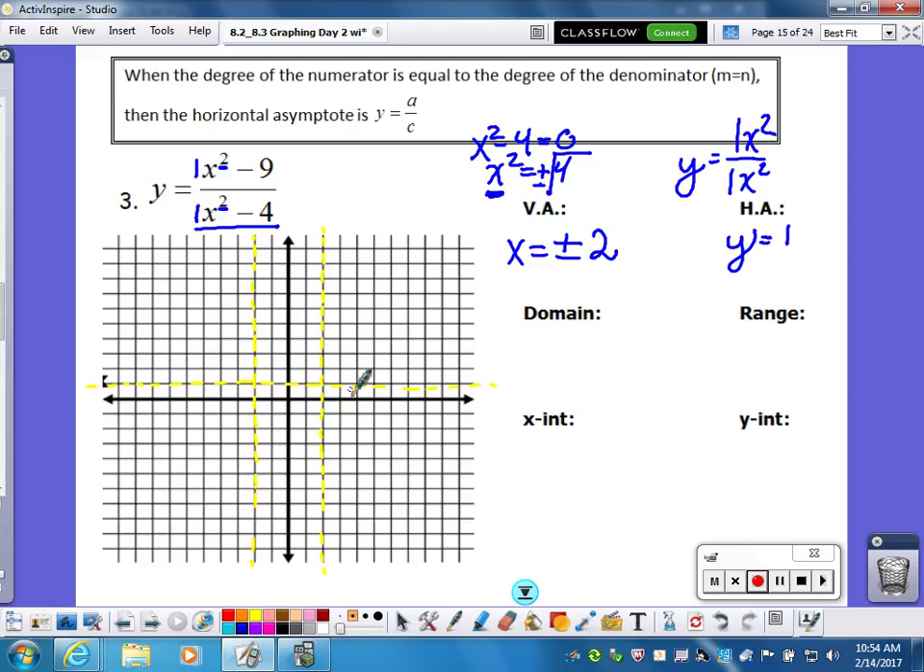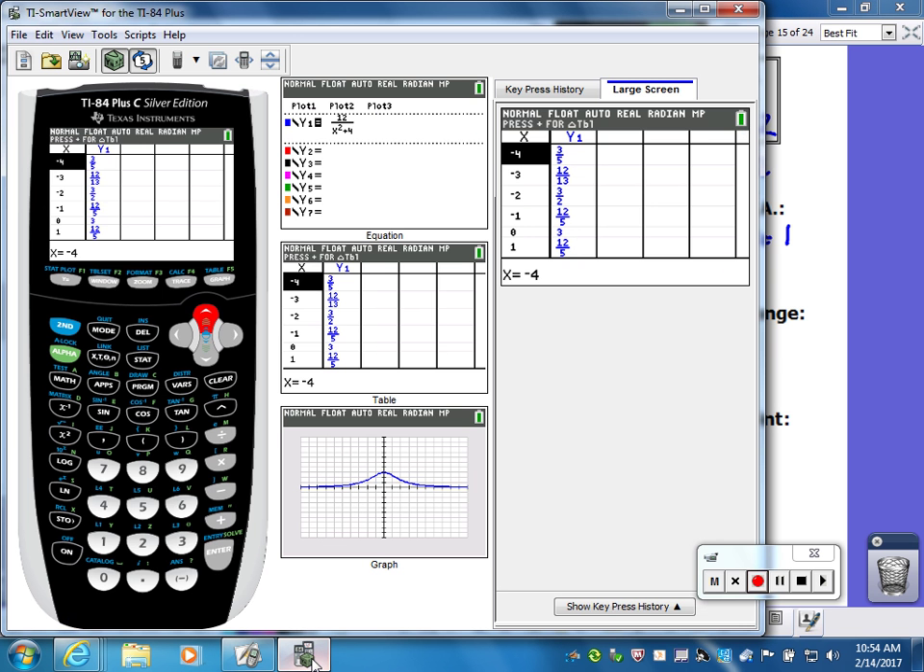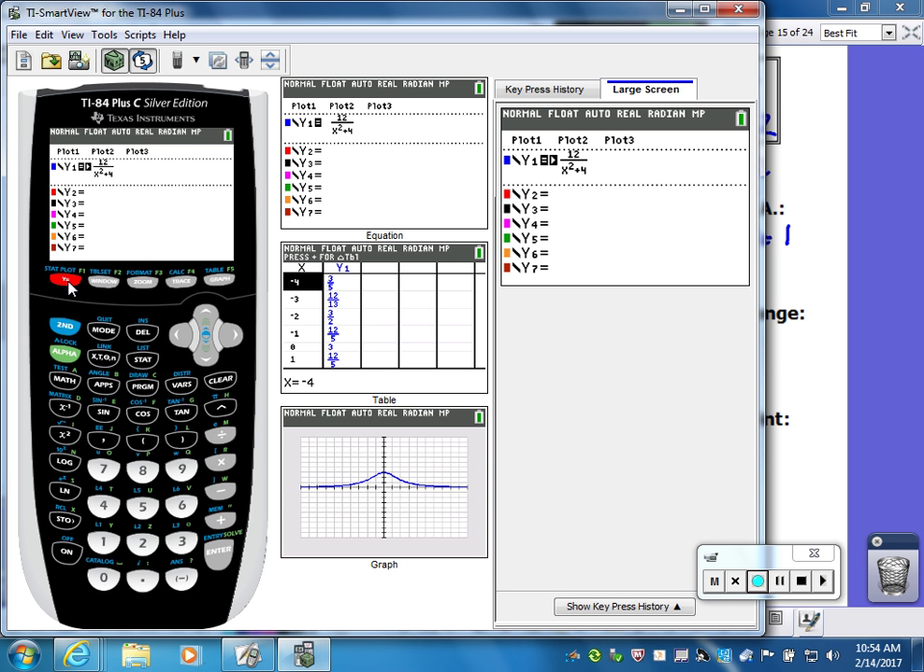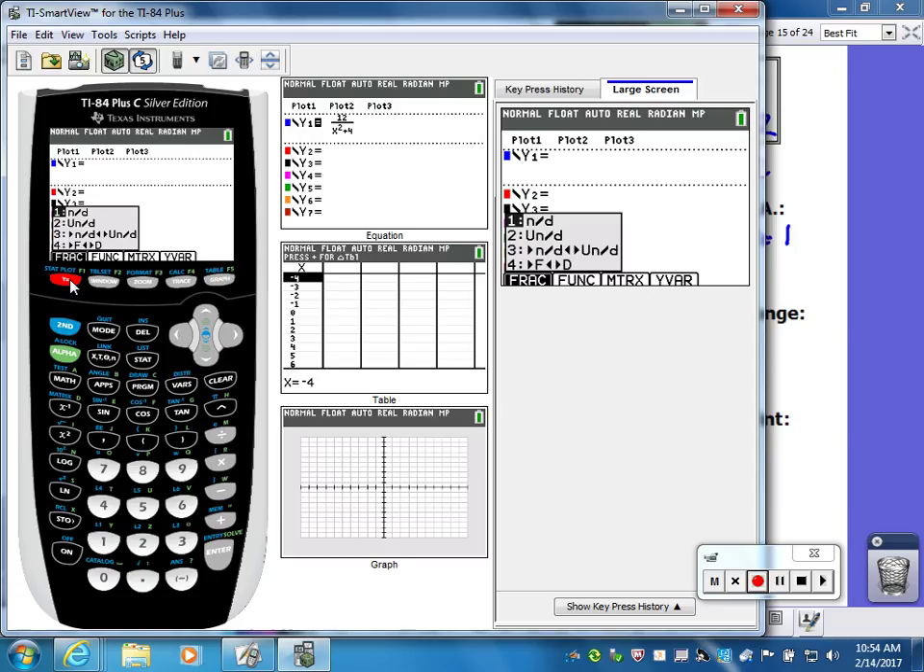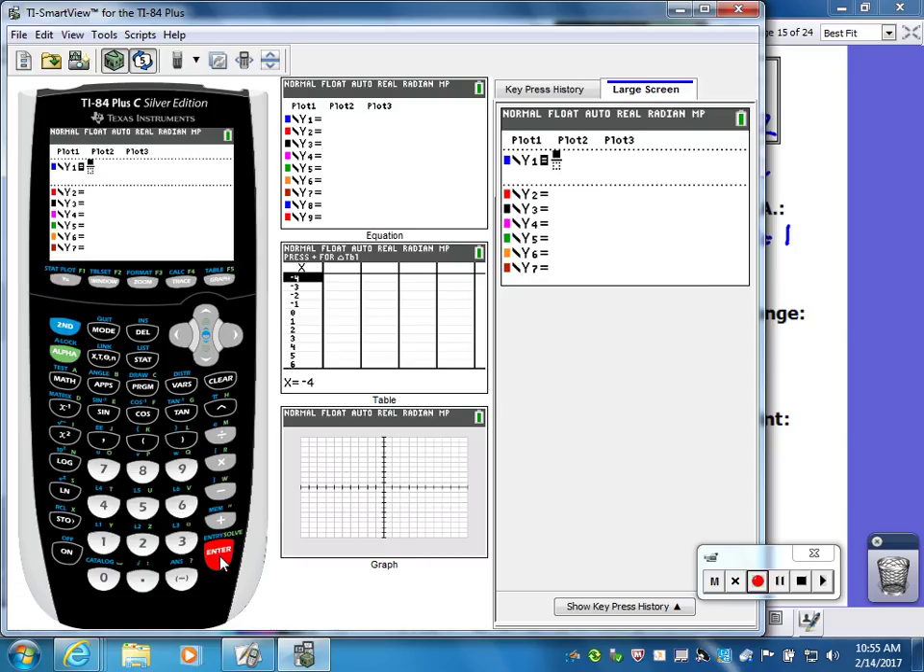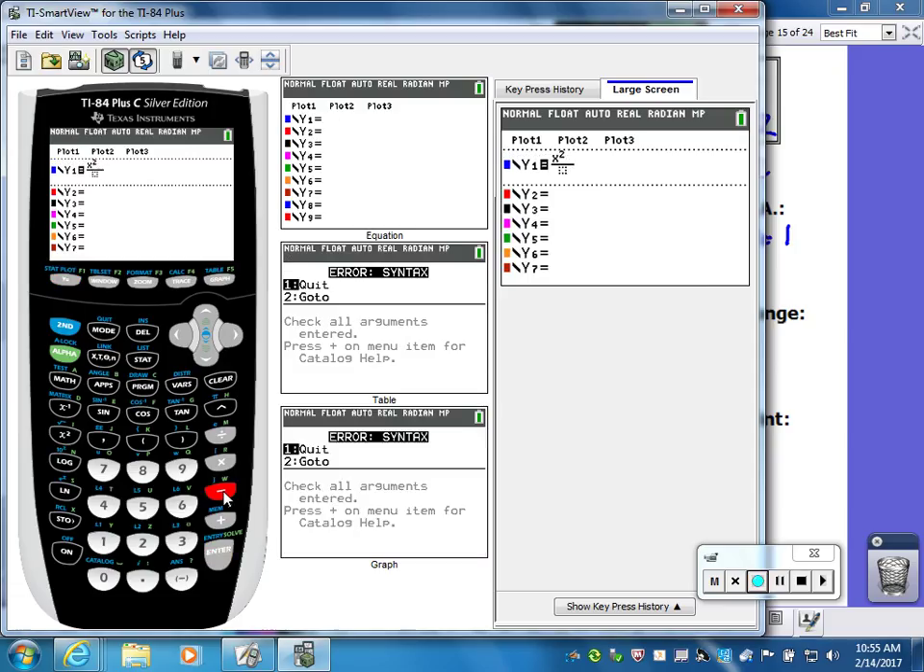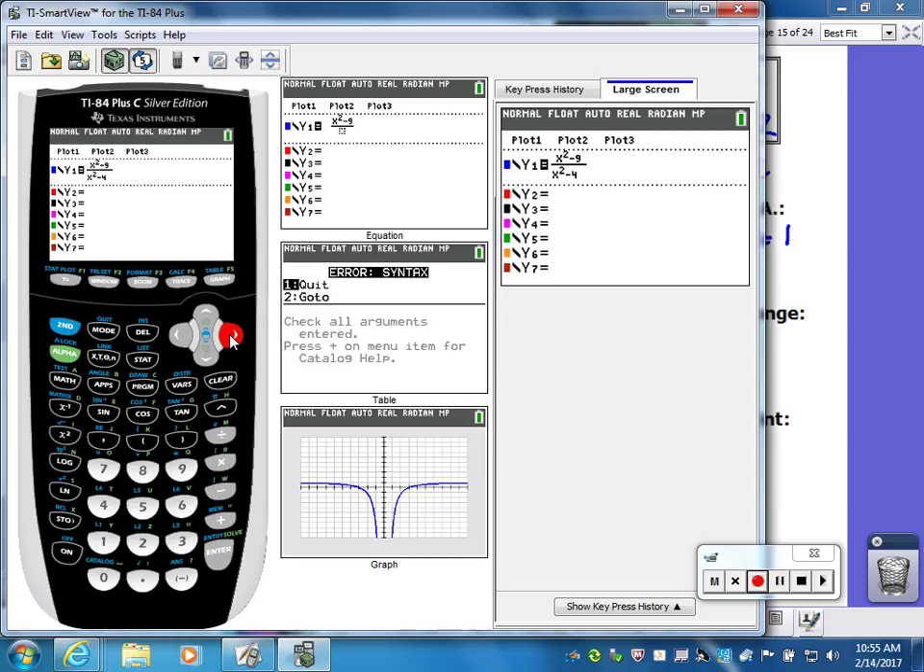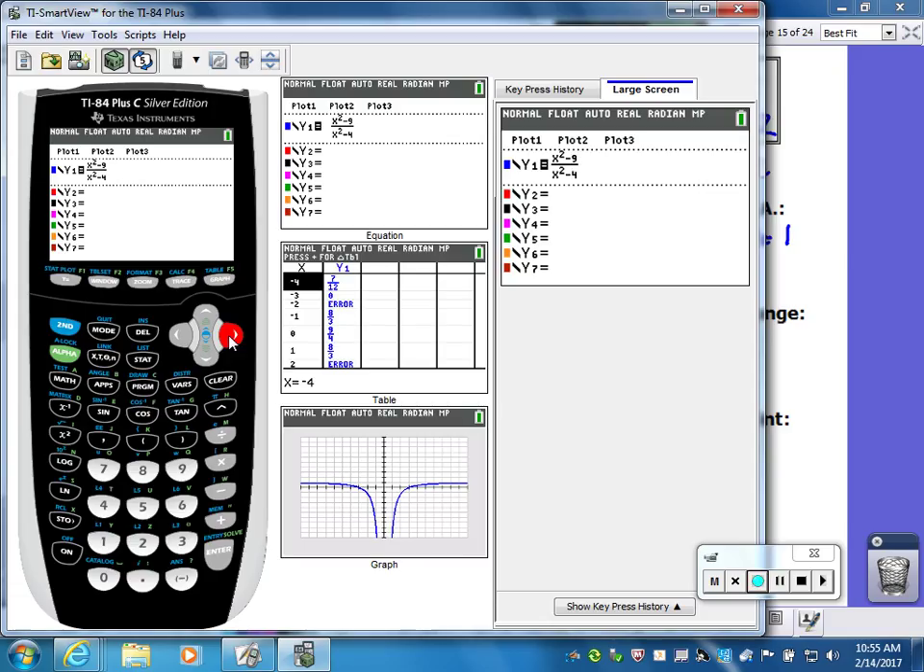So let's type this into our calculator and see what the graph looks like. So once again, you go back to your y equals. We're going to type in the fraction. So it's alpha y equals numerator and denominator. So I have x squared minus 9 over x squared minus 4. So I'm going to go ahead and hit graph.